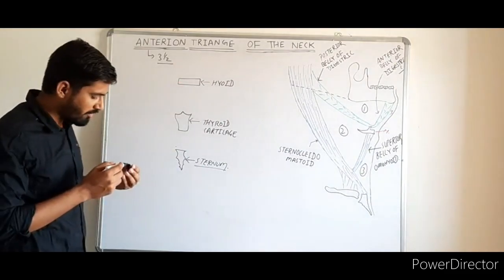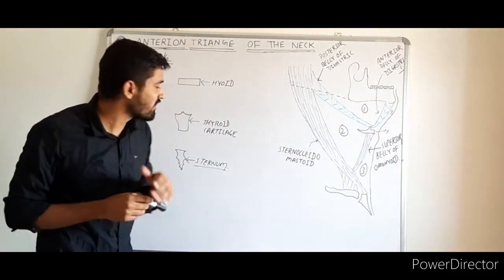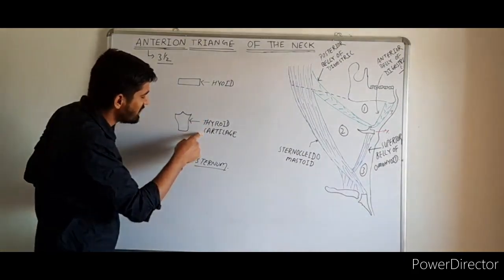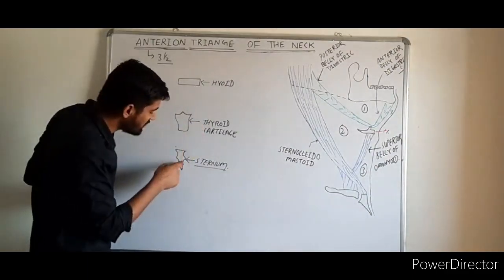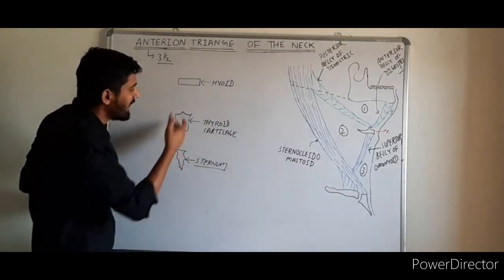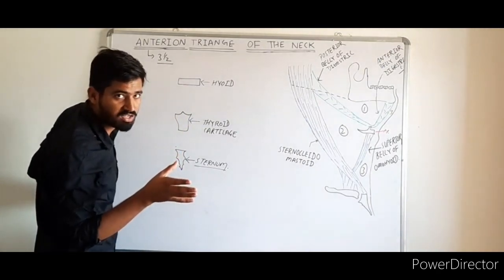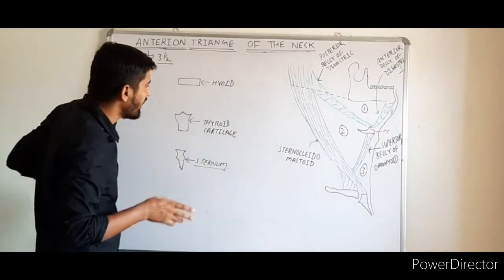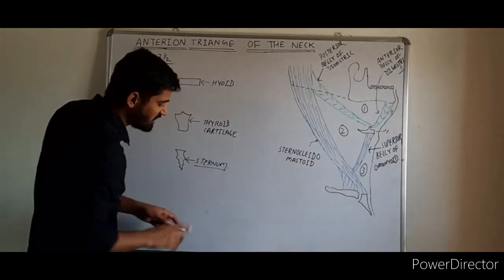You already know this from when I taught the structures in the anterior median line of the neck. First the hyoid, second the thyroid cartilage, after that the cricoid cartilage, the upper part of the sternum, and here many structures such as the thyroid gland. So now just remember these three things.